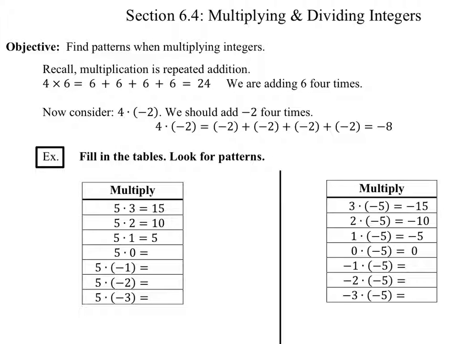Now, this first objective: find patterns when multiplying integers. We go back to repeated addition, right? Multiplication really is just repeated addition like this up here. But the difference is, if we look at multiplying negatives, like this one, this is the same as saying 4 groups of -2. So you've got -2, -2, -2, and -2, which is adding these all together.